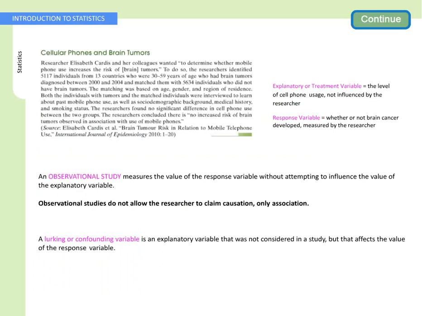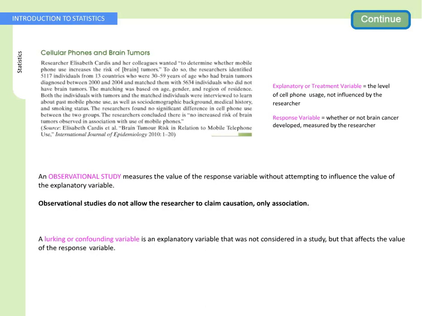Please pause the movie and read the experiment Cellular Phones and Brain Tumors, conducted to determine whether mobile phone use increases the risk of brain tumors. In this example, the explanatory or the treatment variable is the level of cell phone usage, not influenced by the researcher. The response variable is whether brain cancer developed, and it is measured by the researcher.